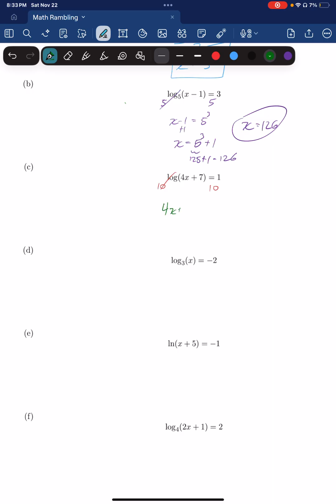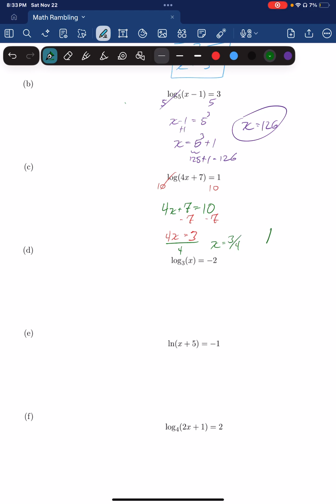4x plus 7 equals 10. All right, subtract 7 from both sides. You get 4x equals 3. And let's divide by 4 to get x equals 3/4.